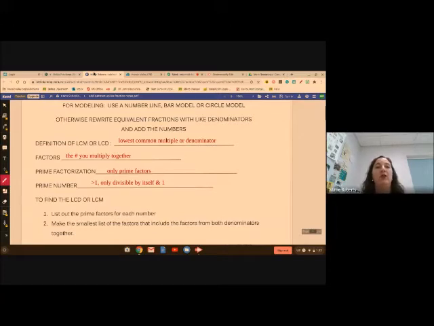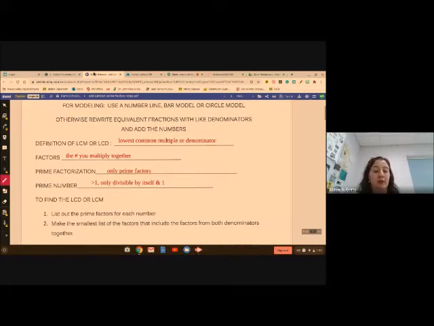Factors are the numbers that you multiply together. So if I asked you, what are the factors of 6, you would say 2 times 3 or 6 times 1. Prime factorization means I'm going to keep factoring it until I can't factor it anymore. You get down to the prime numbers.